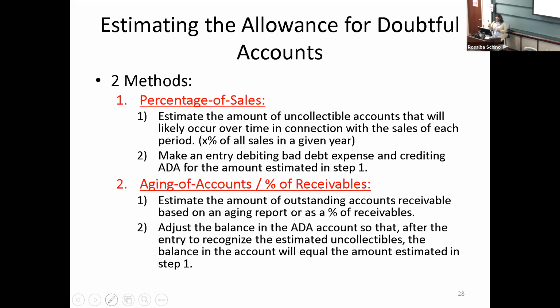We adjust for the aging of accounts or accounts receivable or percentage of receivable method. We adjust the balance of the allowance for doubtful account so that the ending balance equals the percentage of receivable. Meaning, say I have accounts receivable of $250,000, and I say that 10% of the receivable is not collectible, then my expectation is that the balance of the allowance for doubtful account is going to be $25,000.